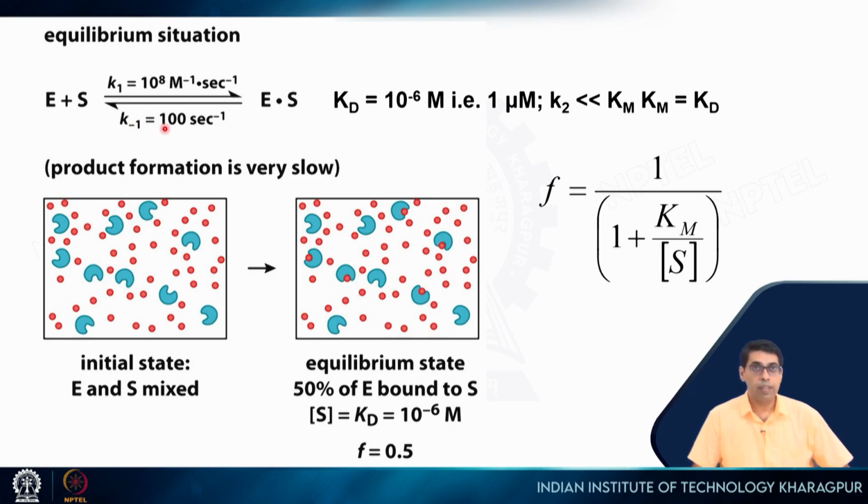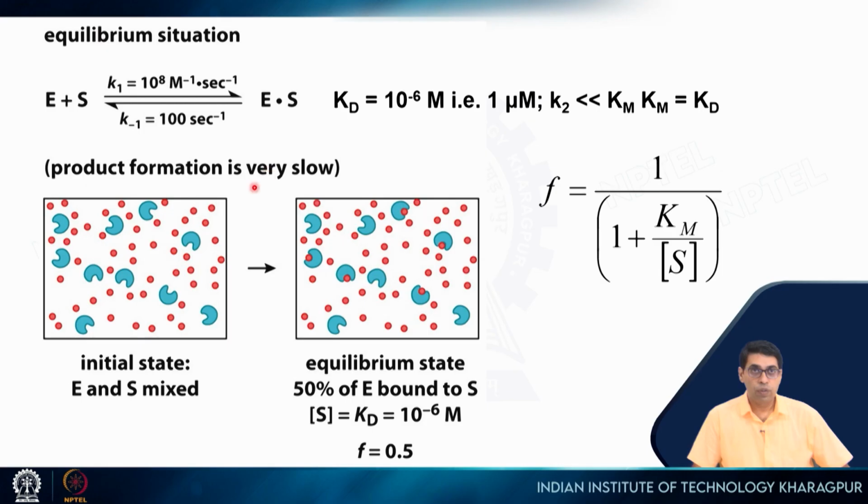Let's say K minus 1 is 100 per second. Then Kd will be the ratio of these two, so 100 by 10 to the power 8. So we get 10 to the minus 6 molar, or 1 micromolar. And this is a very realistic number. So enzyme Kd values will be somewhere in this range of 1 micromolar. We assume that K2 is much less than Km, so Km will be equal to Kd.